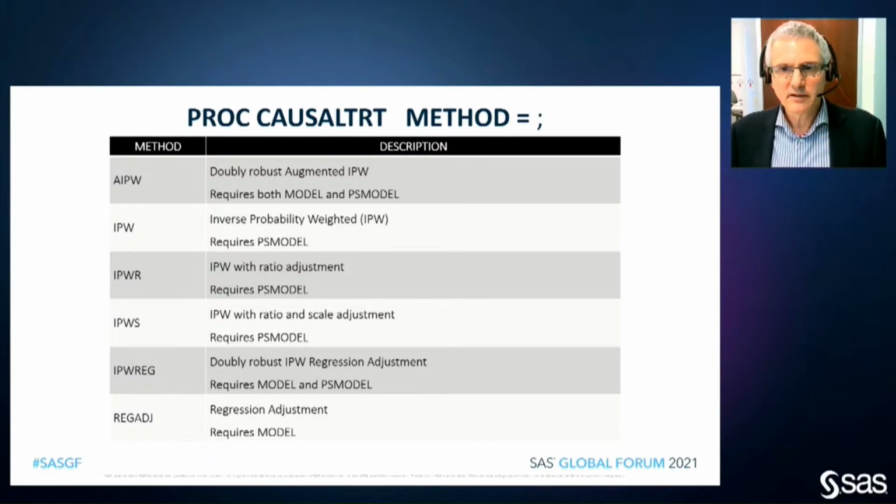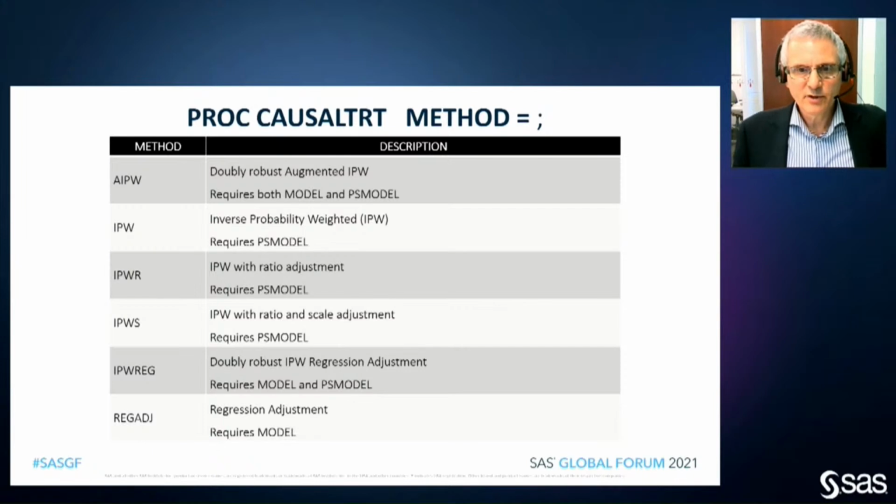There are different estimation methods available, and you specify the estimation method on the PROC CAUSALTRT statement. If both models are specified, then the AIPW is used by default. If only the outcome model is specified, the adjusted regression, REGADJ, is used by default. And if only the treatment model is specified, the inverse probability weighted method, IPWR, is used. If neither model is specified, then REGADJ is used.